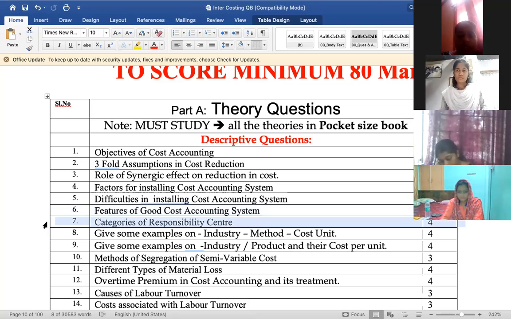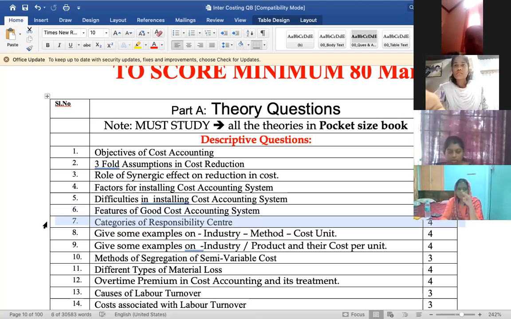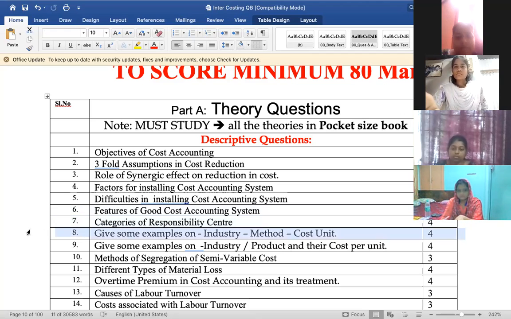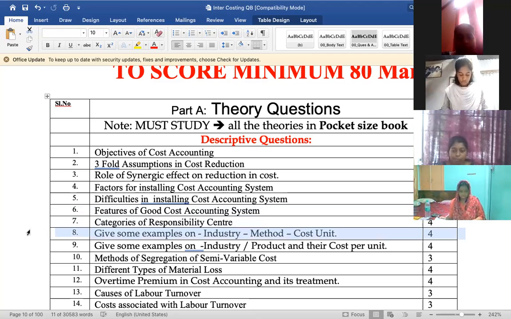How many categories are there for responsibility center? Cost center, profit center, investment center. Very good. Give some examples on industry, methods and unit of costing. It is very frequently a 5-mark question. Refer to the concept-based question, page number 10. Am I right? Toy making.